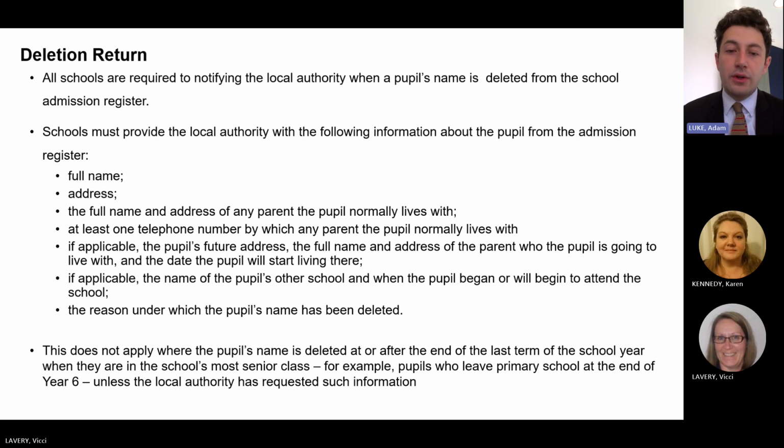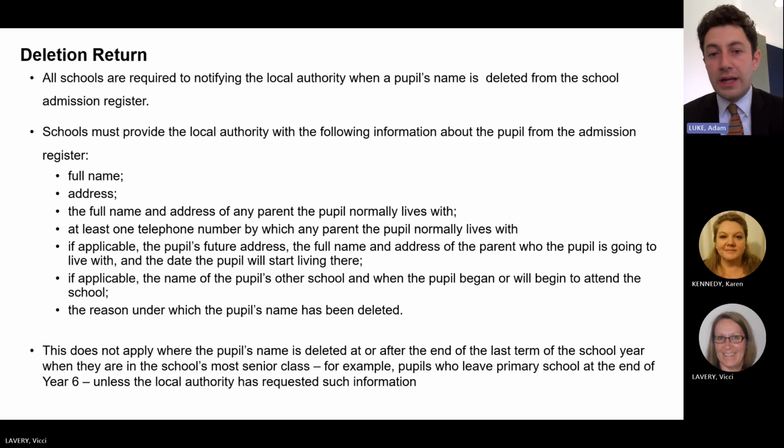The information that schools need to provide is set out here on the slide, but that is the full name, the address, the full name and address of any parent that the pupil normally lives with, at least one telephone number by which the parent the pupil normally lives with can be contacted, and where you know it, the pupil's future address, the full name and address of the parent the pupil is going to be living with, and the date the pupil will start living there.